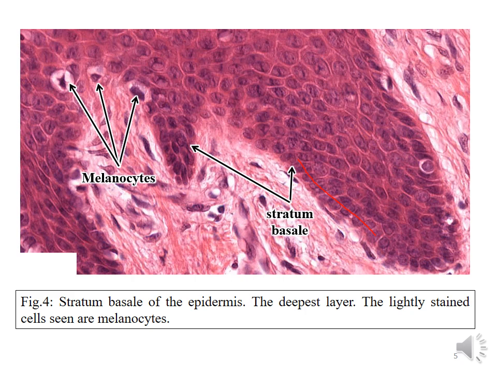These large pale staining cells, these are the melanocytes. And actually, melanocytes are the only non-keratinocyte cells of the epidermis that can be easily seen in the light microscope. It is not easy to see the Merkel cells or Langerhans cells.